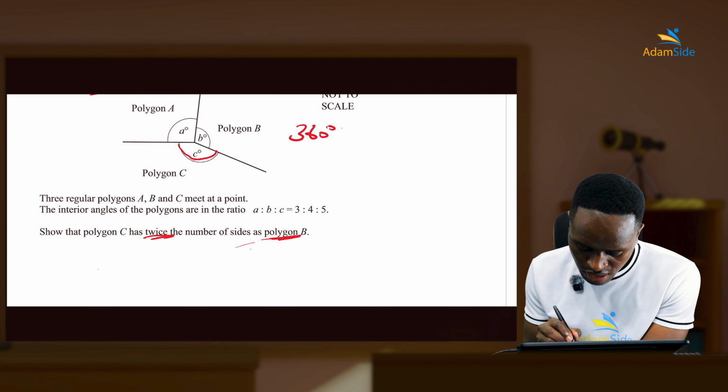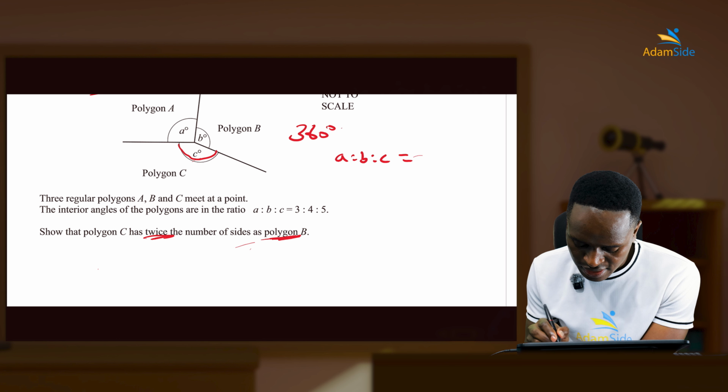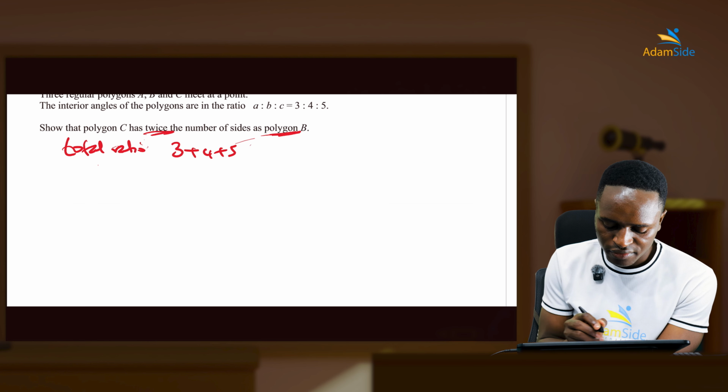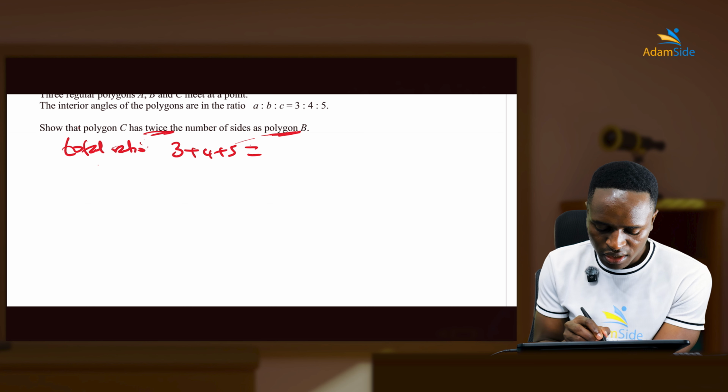Because we say A to B to C is equivalent to 3 to 4 to 5. What is the total ratio? We say 3 plus 4 plus 5. 3 plus 4 is 7. 7 plus 5 is 12.